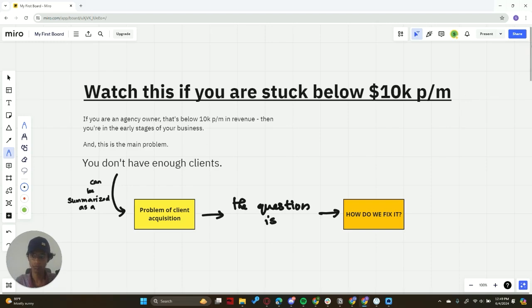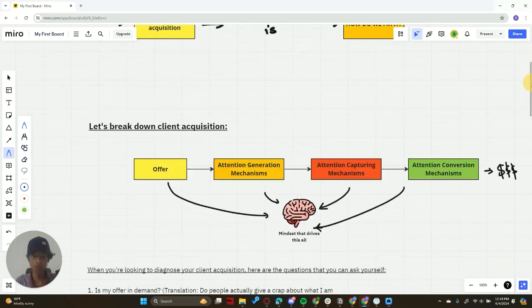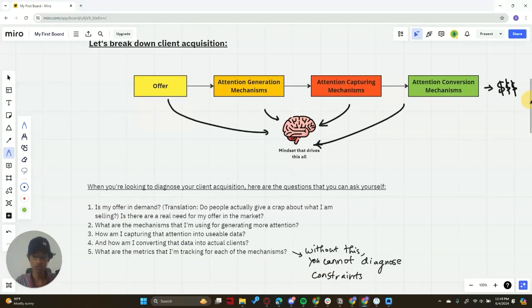Now, let's break down client acquisition first, right? When it comes to client acquisition, you have the offer, that is what you're selling, and then how are you generating attention for that offer through attention generation mechanisms, and then how are you capturing that generated attention through attention capturing mechanisms, and then how are you converting that captured attention into actual real dollars. As you can see, I'm going to add even more dollars. Let's make more money. So yeah, this is the flow.